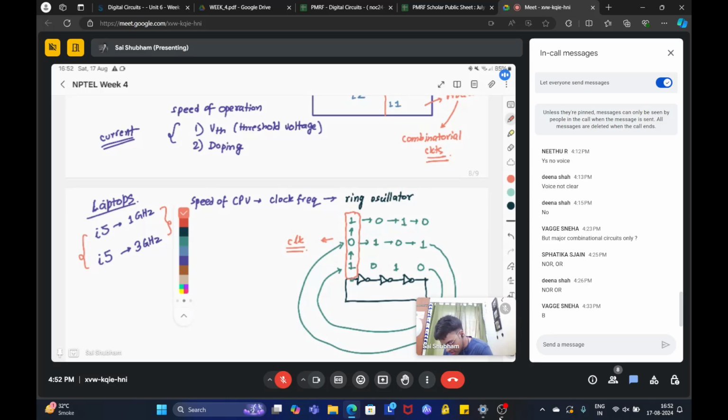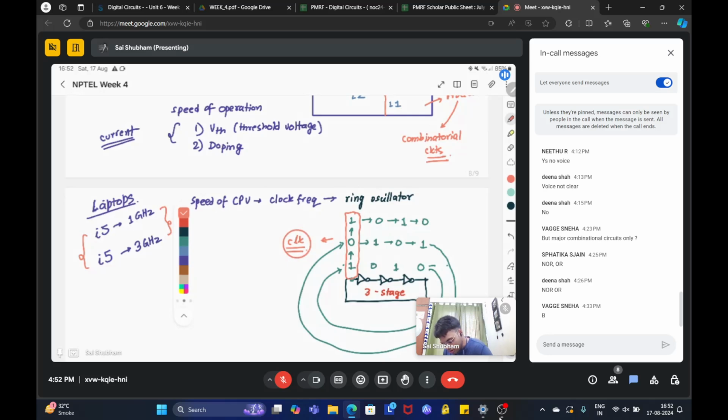So this is a 3-stage ring oscillator. But you cannot make a 4-stage ring oscillator because with 1 0 1 0, the next output will be 1, which is the same as this. So it would not have any oscillatory property. So you will always have an odd-stage ring oscillator. This is how you make a clock.